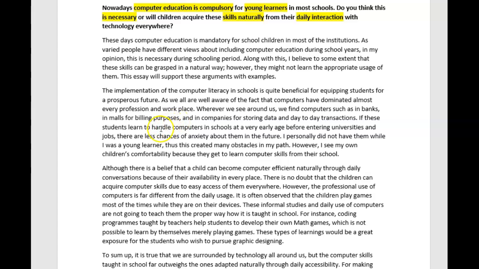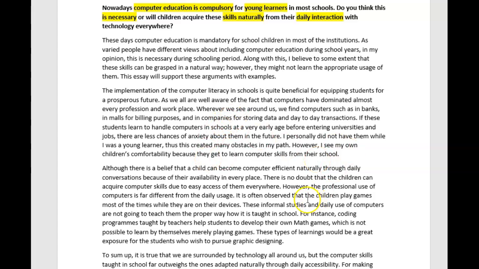If these students learn to handle computers in schools at a very early age before entering universities and jobs, there are fewer chances of anxiety about them in the future. I personally did not have them while I was a young learner, thus this created many obstacles in my path. However, I see my own children's comfort, comfort is the word you want here, because they get to learn computer skills from their school. Okay, fine.